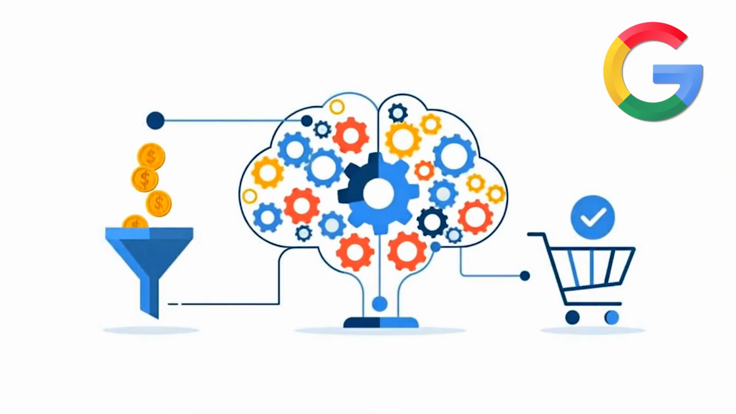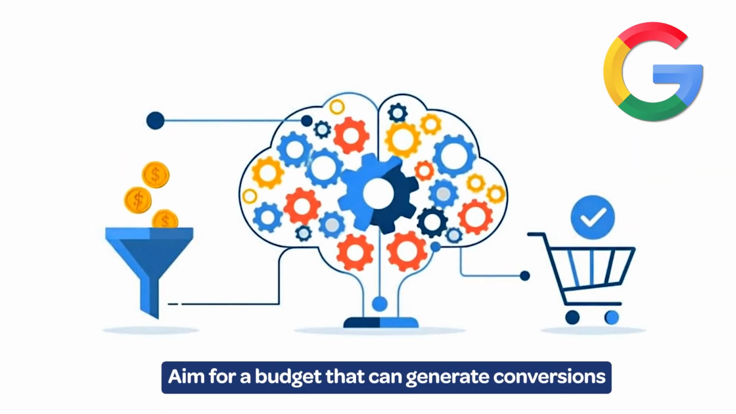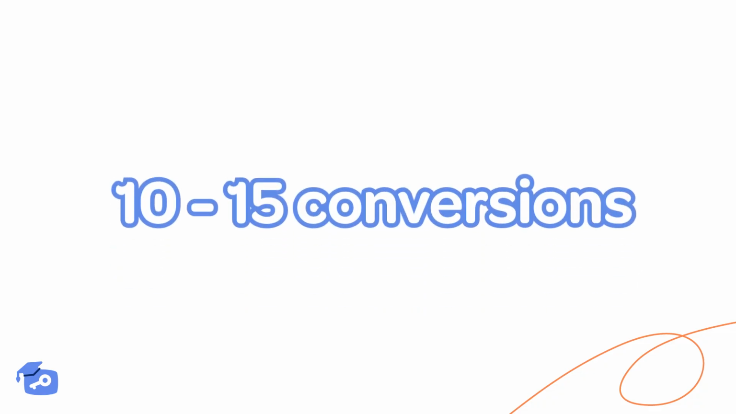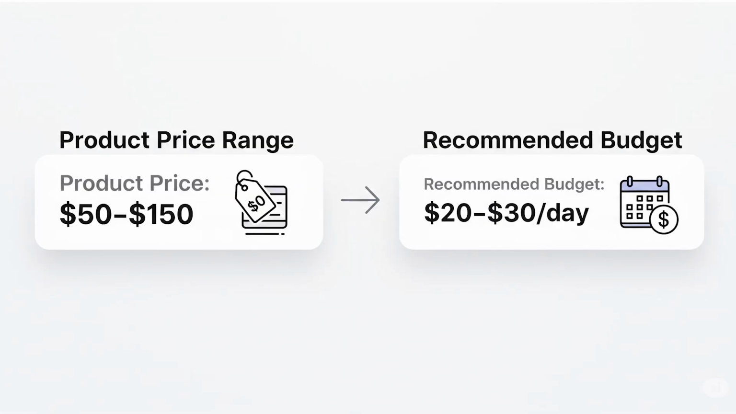To help Google system learn and optimize, aim for a budget that can generate conversions. Ideally, this should be at least 10 to 15 conversions per week. For most products priced between $50 and $150, that usually means starting around $20 to $30 per day.